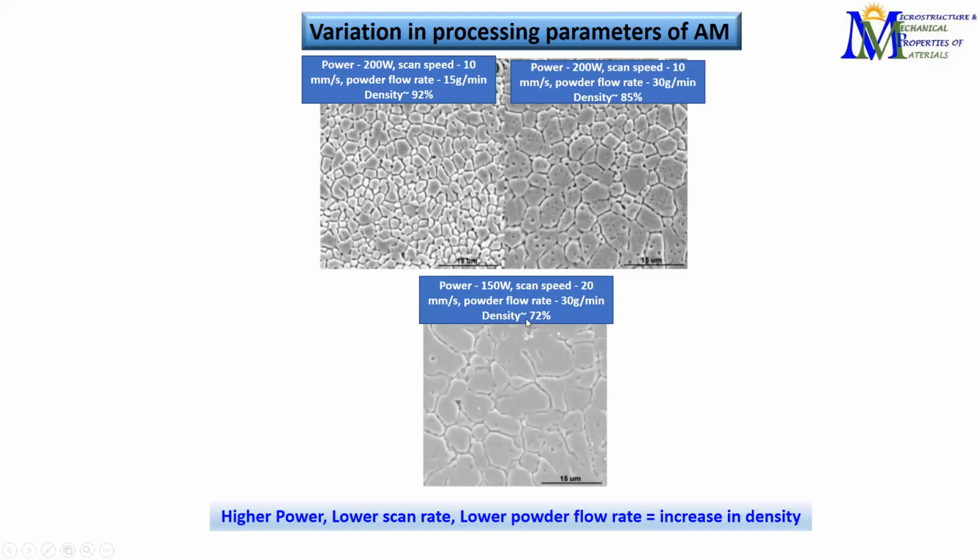We want our density to be maximized, and this maximized density can be achieved if we use higher power, lower scan rate, as well as lower powder flow rate. So we need to use a combination of all these parameters to achieve an increment in the density, and that will lead to improved performance and the least chances of failure as well.